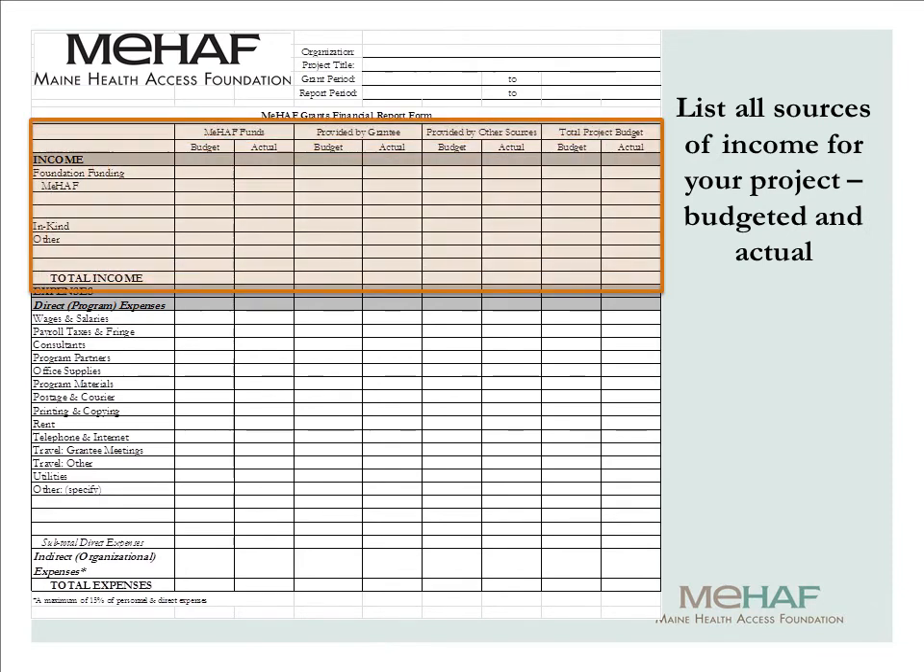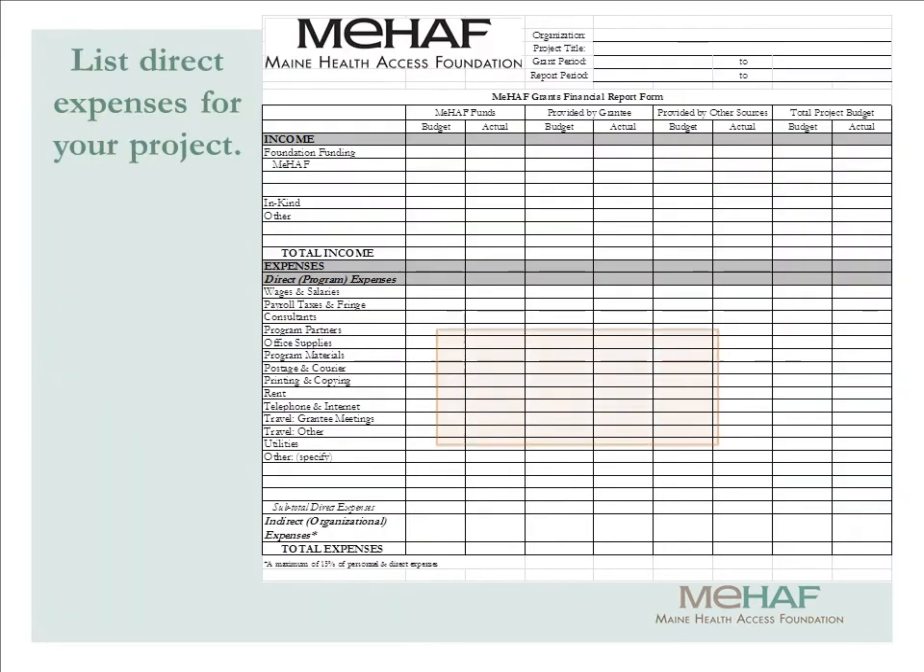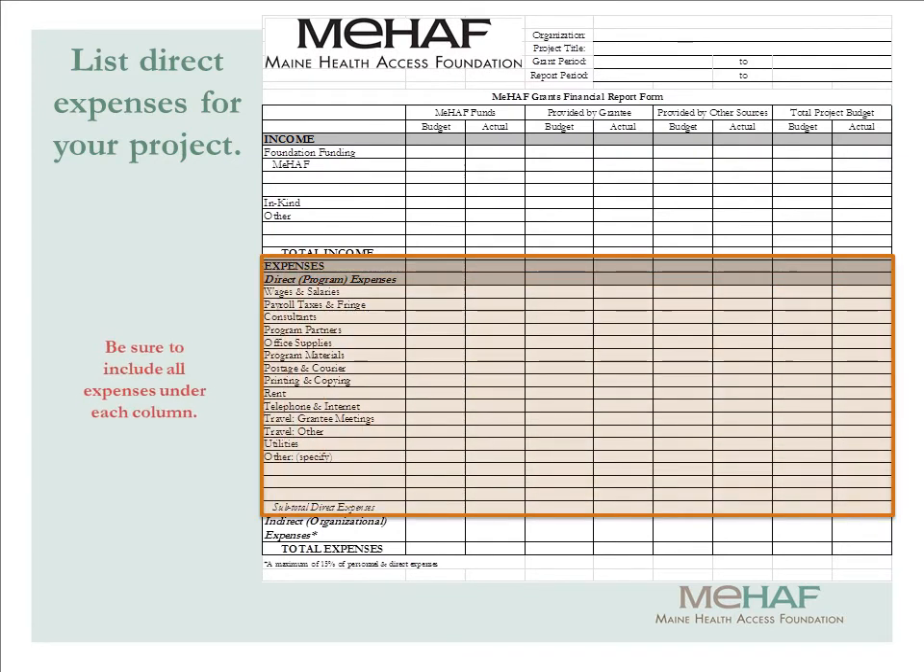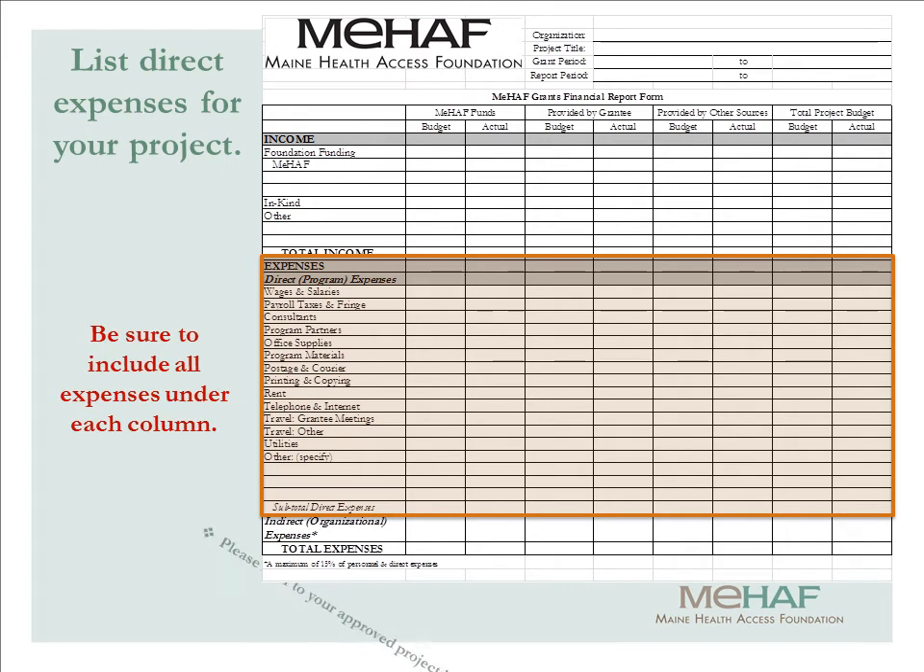List all sources of income for your project, both budgeted and actual. We expect that your actual numbers will most likely be slightly different than the projected budgeted amounts you submitted with your grant application. Next, list the direct expenses for your project. Direct expenses are costs that can be specifically identified with the project or program and are allowable under the grant. Please refer to your approved project budget.